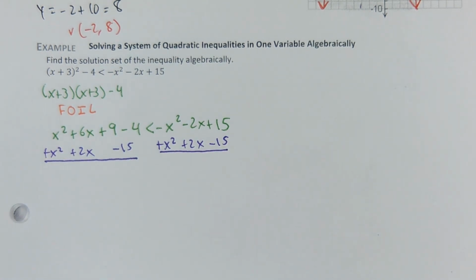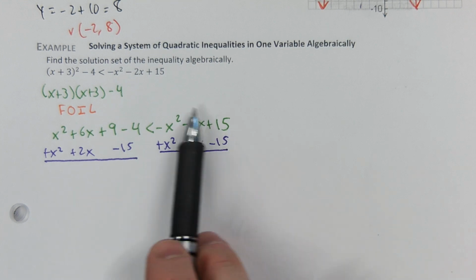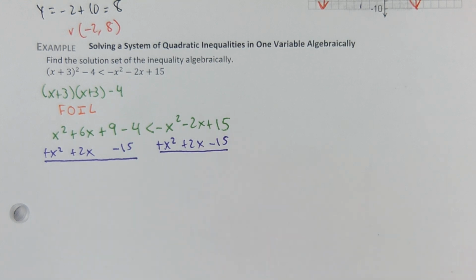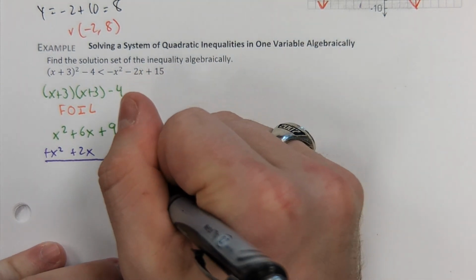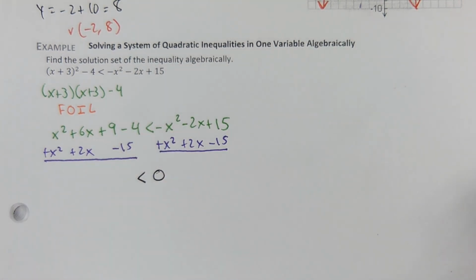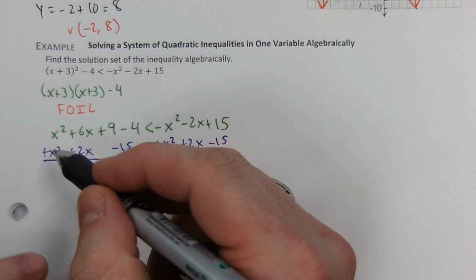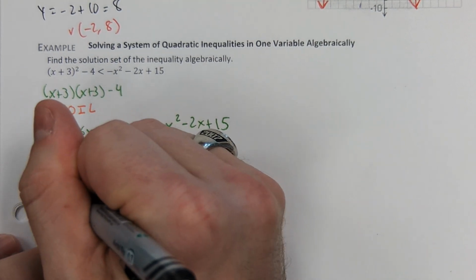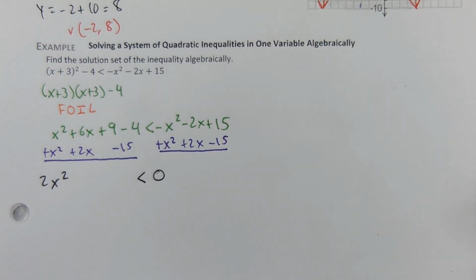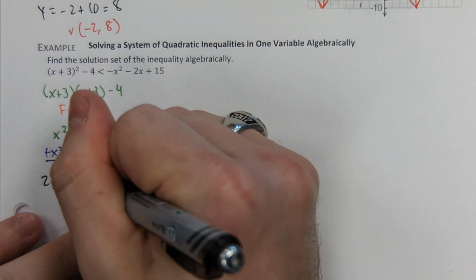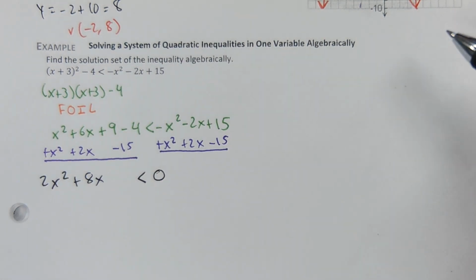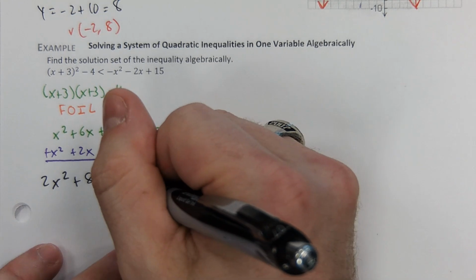On the right side, I now have, see, I got it correct that time, on the right side, I now have 0. There are no fractions on this. Anyway, x squared plus x squared is 2x squared. 6x plus 2x is 8x. 9 minus 4 is 5, and 5 minus 15 is negative 10.